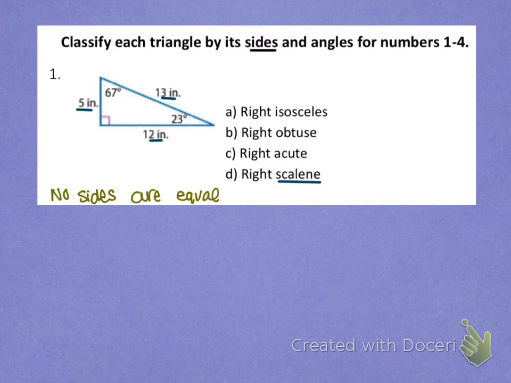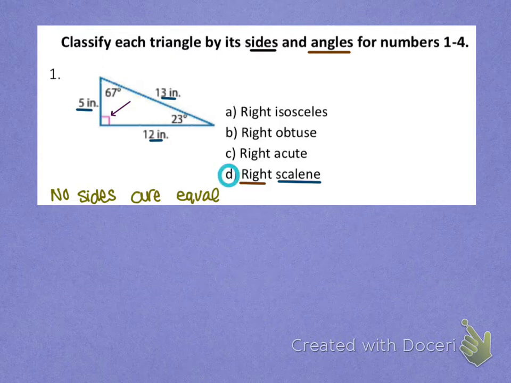The next thing we need to look at is our angles. What is something that sticks out and is obvious of all 3 angles? That would be this right here. This is a right angle. And so that tells us what kind of triangle it is. It is a right scalene triangle. So our answer is D.